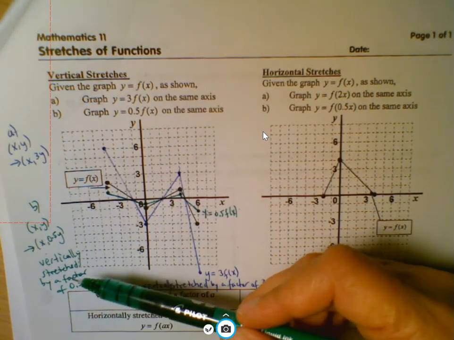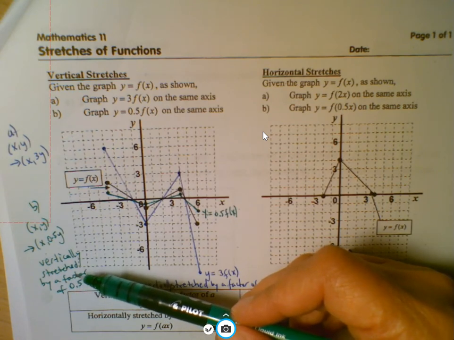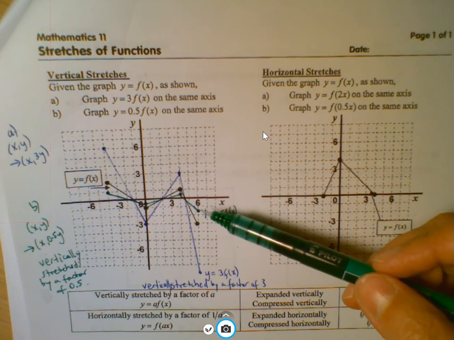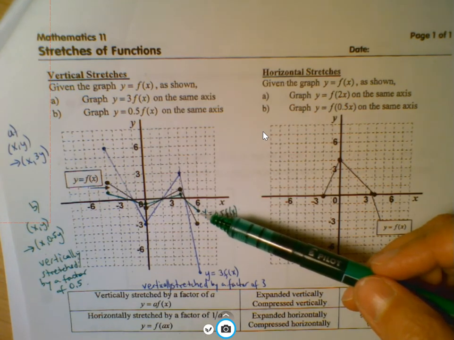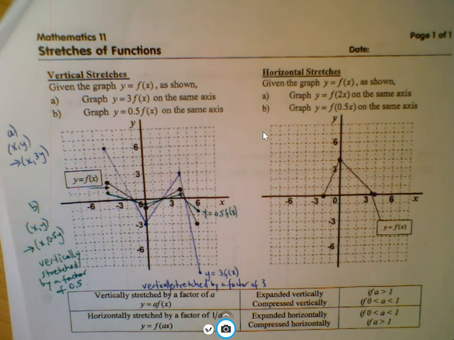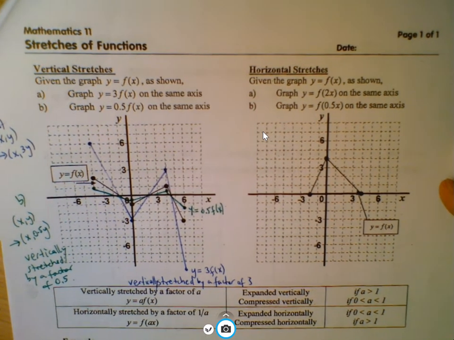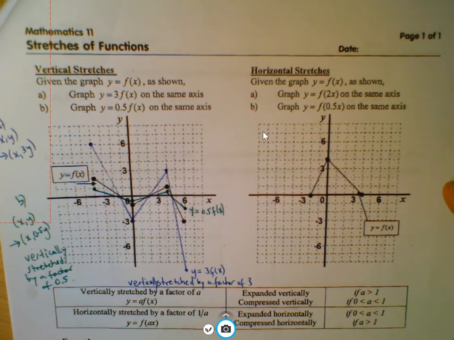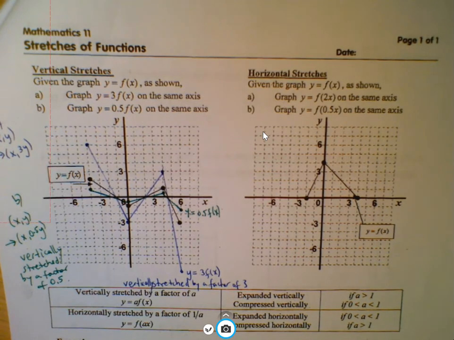Okay? But we're always going to use the word stretch. All right, we're not going to say compressed by a factor of 3. Think of it, if we say compressed by a factor of 3 or compressed by a factor of 0.5, is that very clear as to whether it's getting bigger or smaller vertically? So it's just an English thing. So we're always going to use the word stretch.